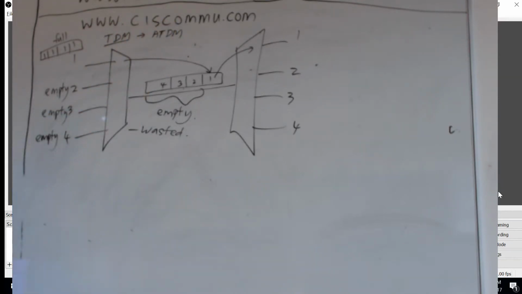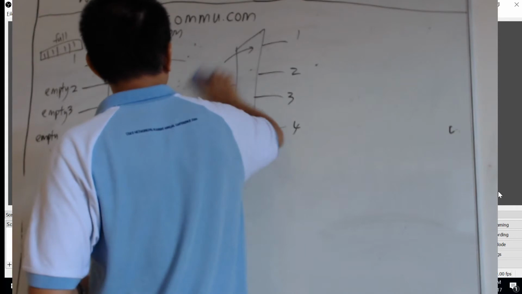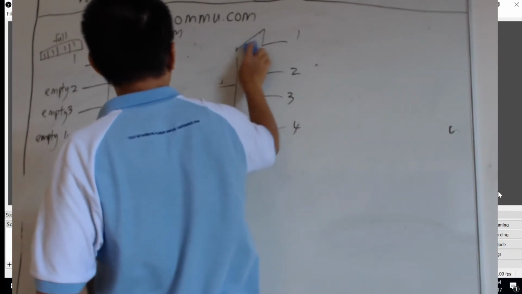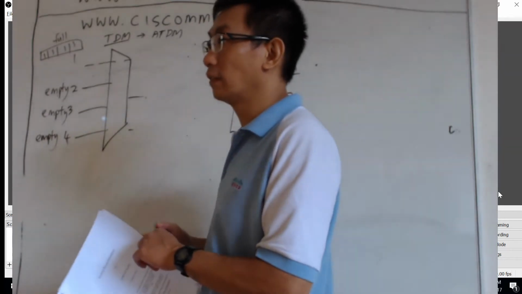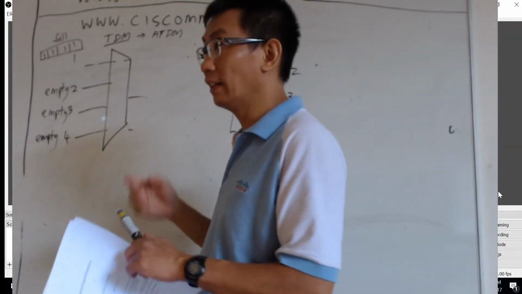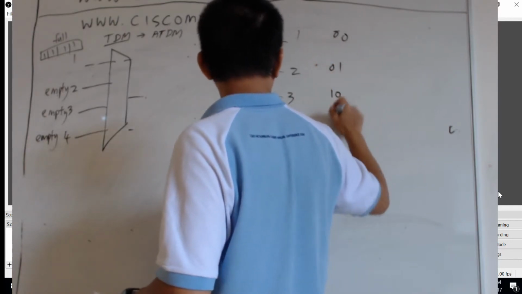How do you modify this? Instead of sending like this, here there are 4 connections in it. So how many bits do you need? 2 bits in it. So we put here 0, 0, 0, 1, 1, 0, 1, 1.